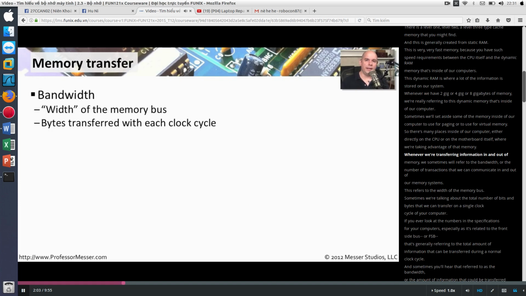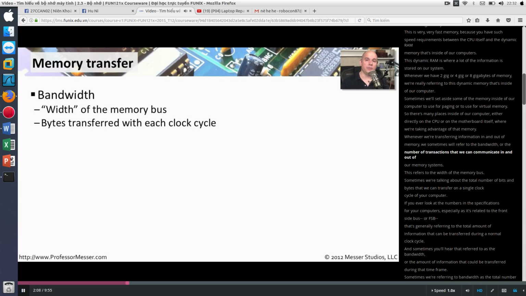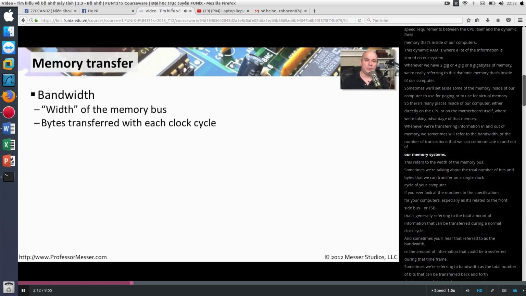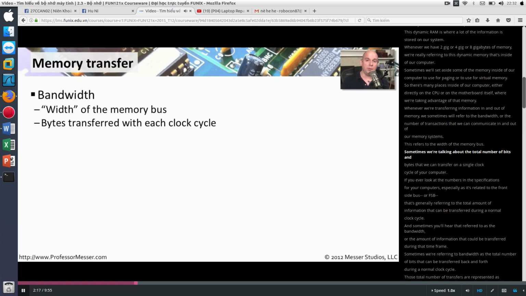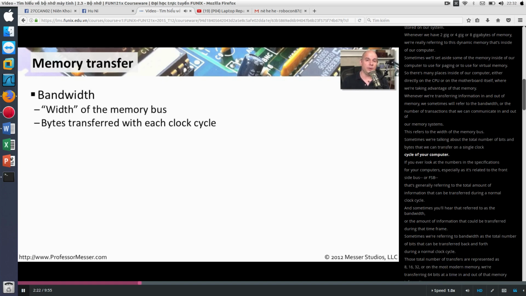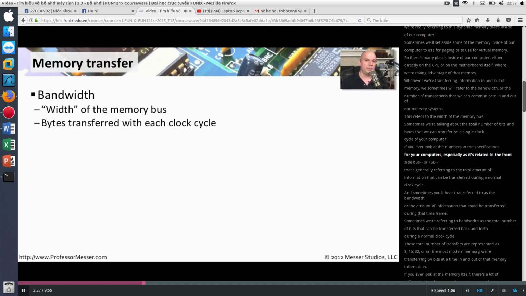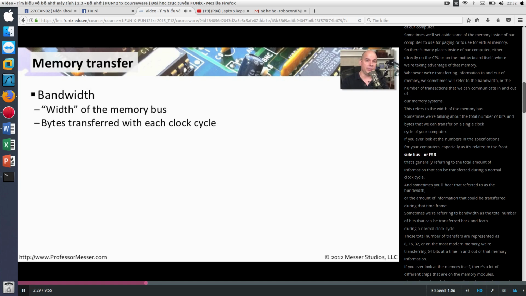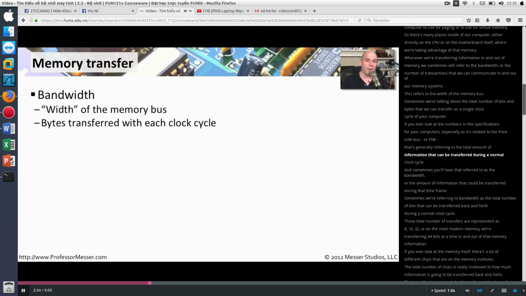Whenever we're transferring information in and out of memory, we sometimes will refer to the bandwidth, or the number of transactions that we can communicate in and out of our memory systems. This refers to the width of the memory bus. Sometimes we're talking about the total number of bits and bytes that we can transfer on a single clock cycle of your computer. If you ever look at the numbers and the specifications for your computers, especially as it's related to the front side bus or FSB, that's generally referring to the total amount of information that can be transferred during a normal clock cycle.